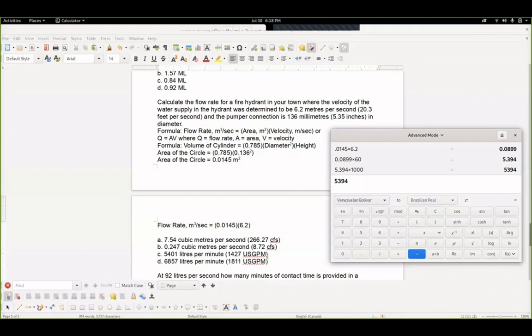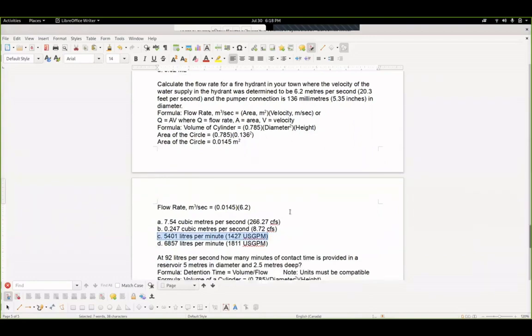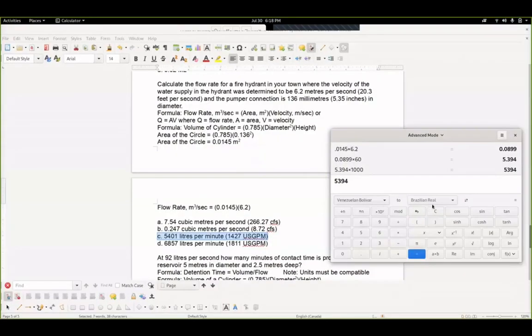So there was some rounding involved. It's very close to this answer here, 5,401. So that would be your answer. We can probably get closer to that answer if we do not engage in the rounding. So 0.136 times 0.136 times 0.785 to find that area of the circle again, and then not rounding that and multiplying by 6.2, and then multiplying that by 60 to give us the meters cubed per minute, and then multiplying that by 1,000 to get the liters per minute. And then yes, we get a closer answer.